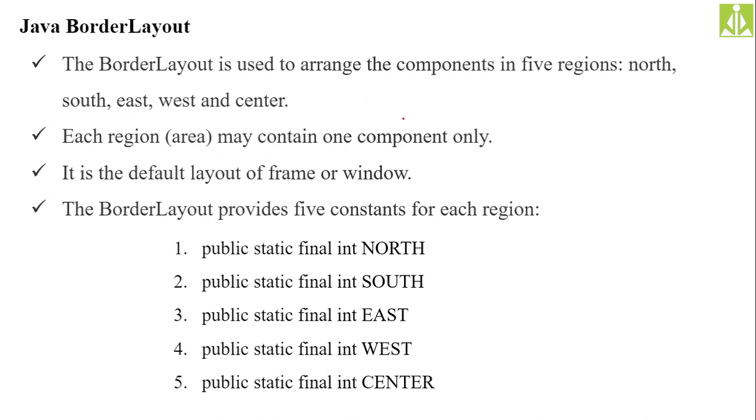If you want to put something on the north, that is nothing but on the top, you can use the north constant. Here you can see those constants, north constant. If you want to put something in the bottom, use the south. Left hand side right hand side east, left hand side west, and in the middle if you want to put, use the center constant. Likewise these constants are helpful in arranging the components on your border layout.